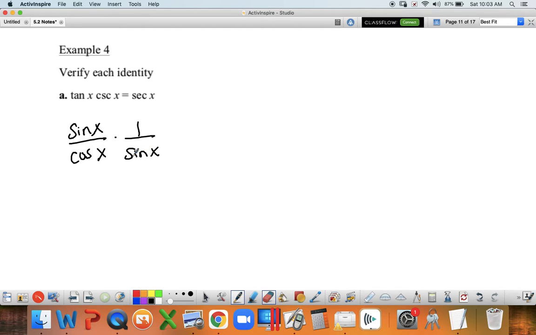So when I do that, right, my sines are going to go ahead and cancel out, so I get 1 over cosine, which is the same thing as secant x. So I wind up with the identity, or what I'm trying to prove there.